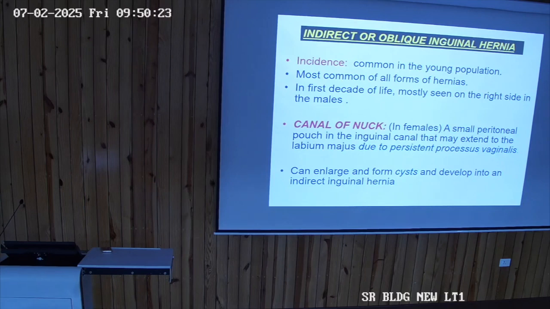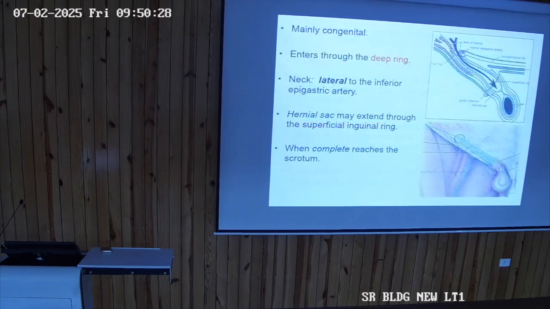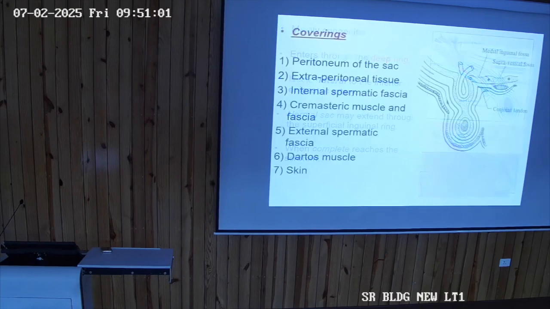The canal of Nuck is also there in the female, so it can be through that also. So it is mainly congenital. The contents will enter through the deep ring. It will lie lateral to the inferior epigastric artery. The hernial sac may extend through the superficial inguinal ring, and when it is complete, it will reach the scrotum. It might reach the scrotum, it might not, because the whole path, the spermatic cord, goes to the scrotum. So if it is traversing the whole of the canal, then it might reach the scrotum. So it can be complete, it can be incomplete.